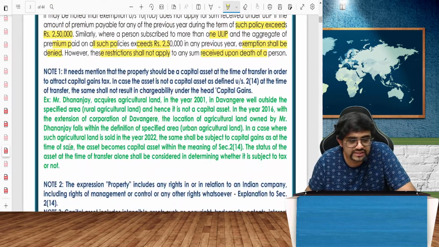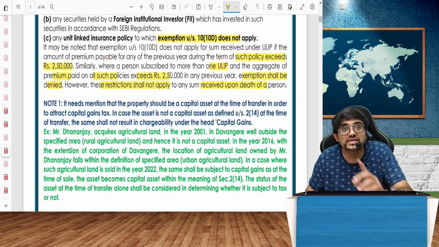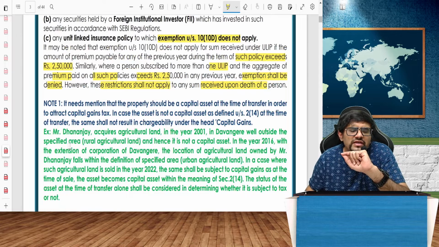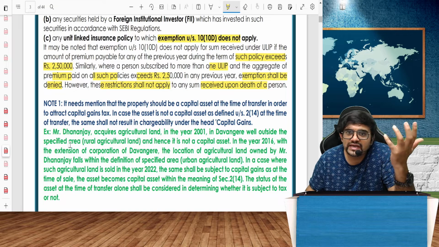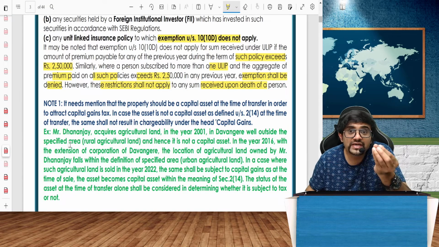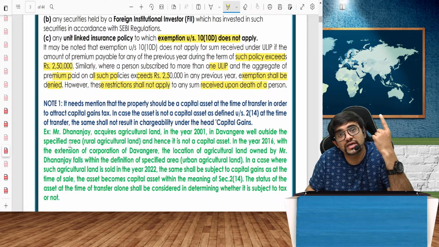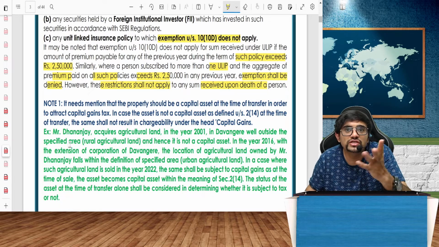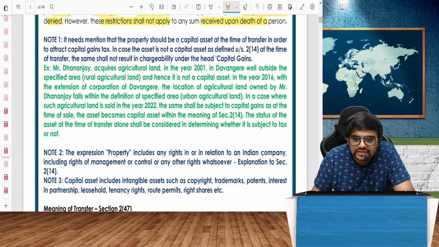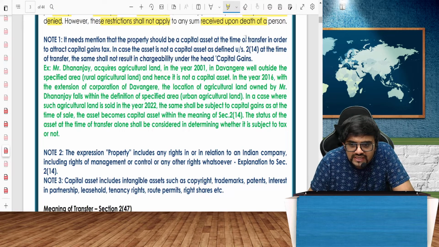So if you see here next, it needs mention that the property should be a capital asset at what time? See guys, when my great grandfather bought one property, it was agricultural land at that time. When he died, through a will it came to me. But when it came to me, in and around it was fully developed. Can I go to the department and say, when my great grandfather bought it, it was agricultural land, so that same thing should continue? No. The property should be a capital asset at the time of transfer in order to attract capital gains tax.